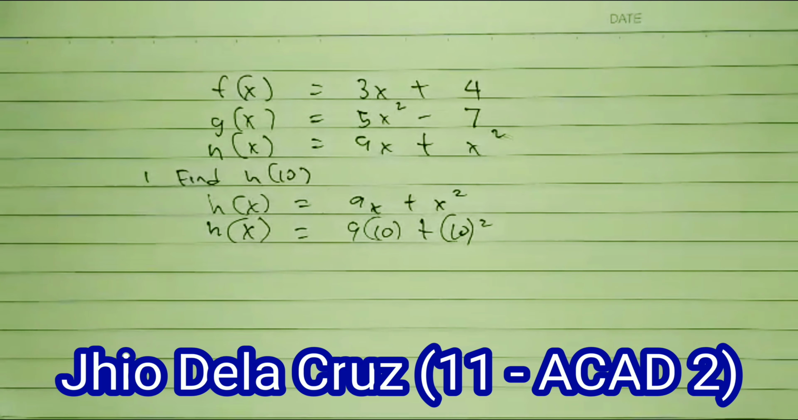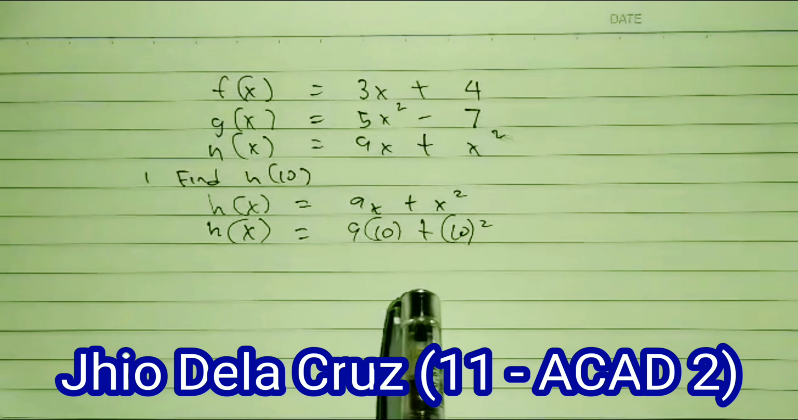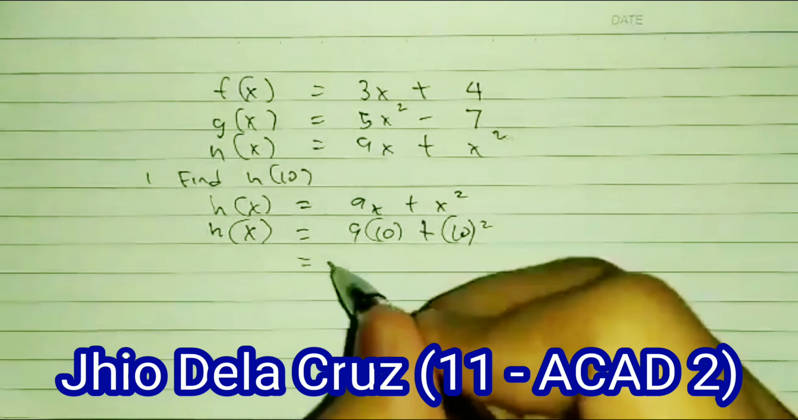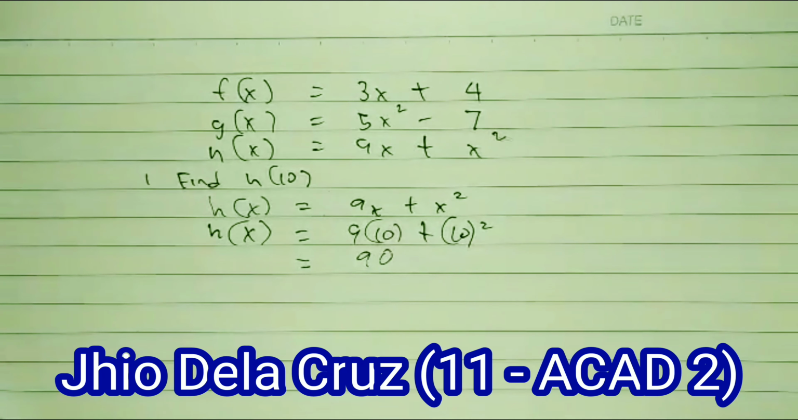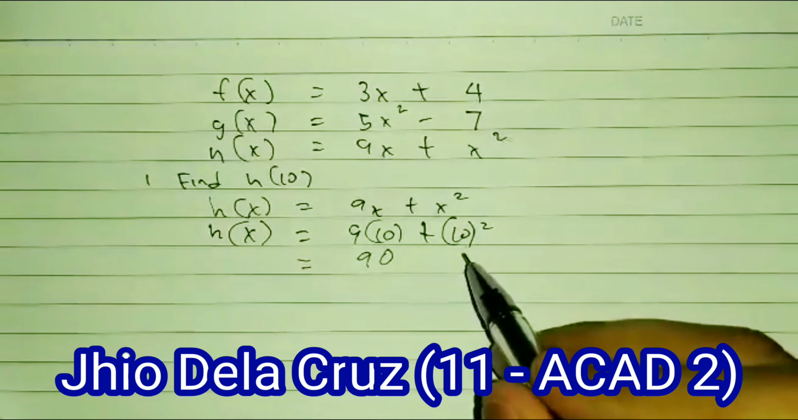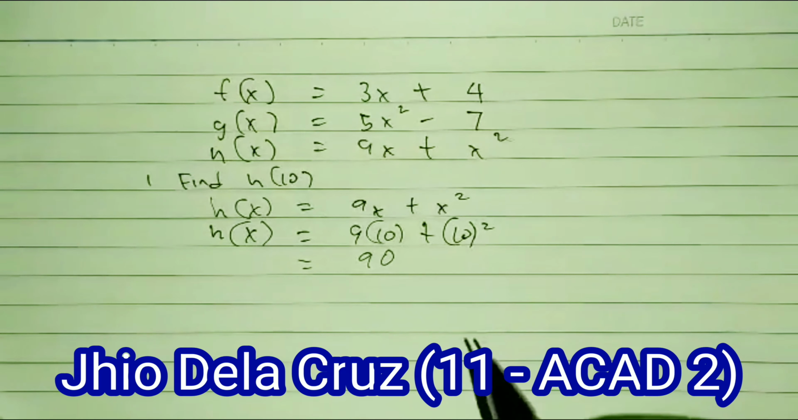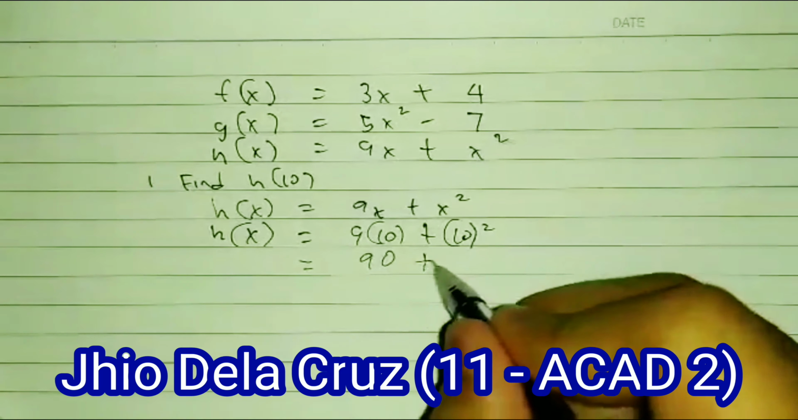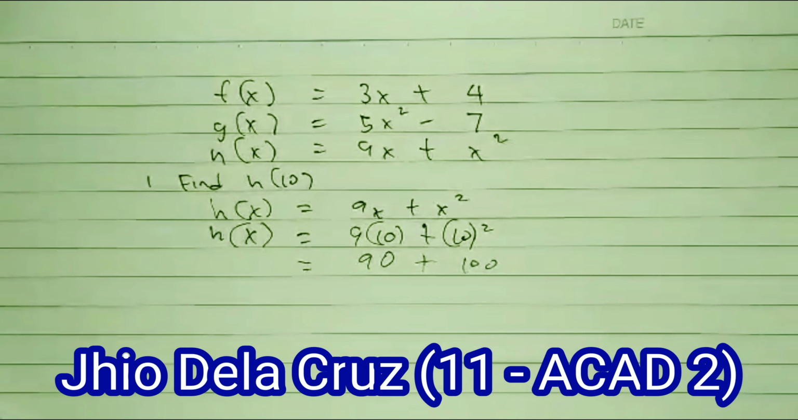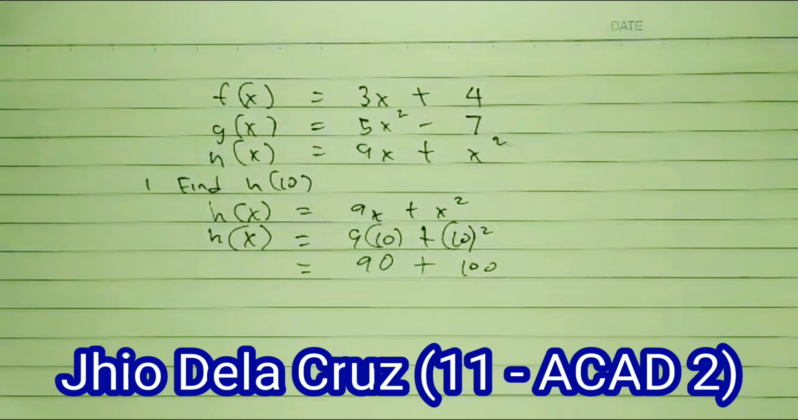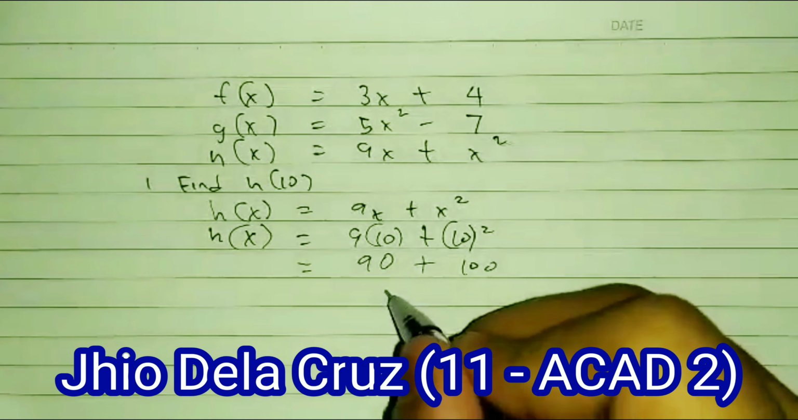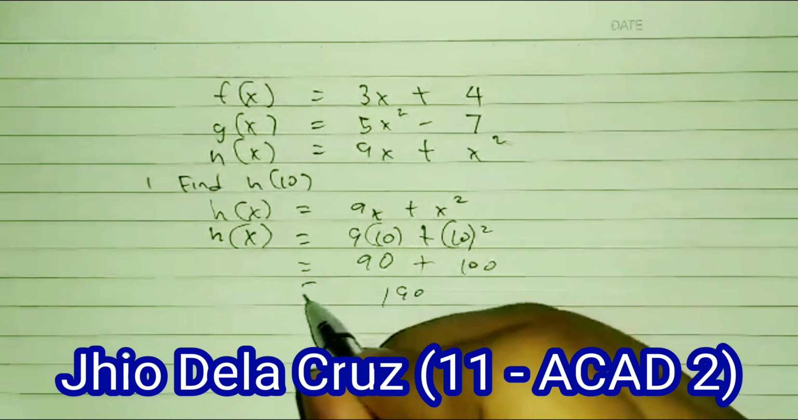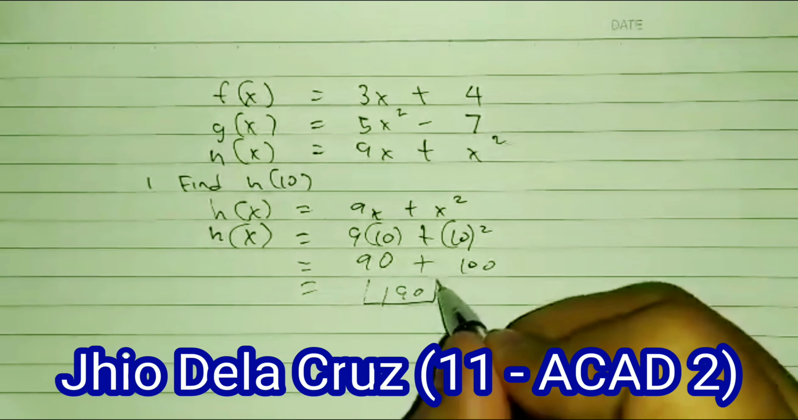Then, we need to multiply 9 by 10. And that is 90. Next, we need to simplify 10 squared. 10 times 10, that is 100. Our last step is to add 90 plus 100. And that is 190.